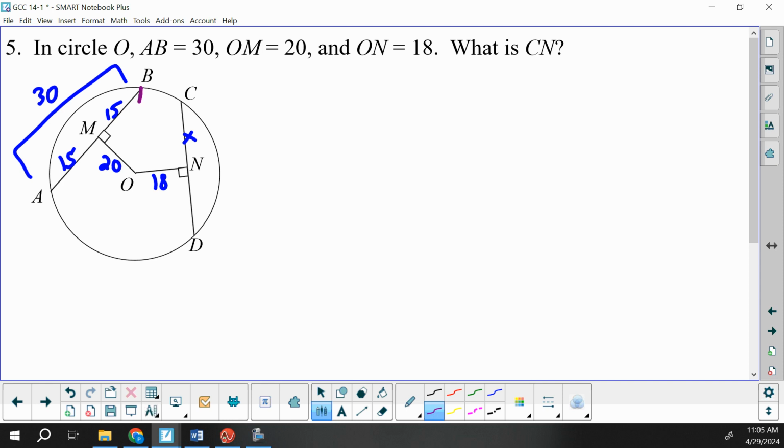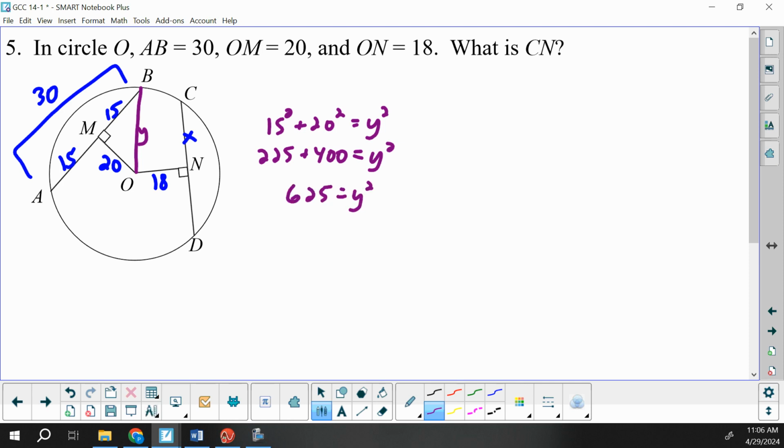And what we can do is we can strategically draw on a radius. Let's call that Y. And let's do Pythagorean theorem to find Y. So we're going to have 15 squared plus 20 squared equals Y squared. This will give us 225 plus 400 equals Y squared. Or 625 equals Y squared. Take the square root of both sides, and Y is just 25. So this length is 25. And how that's helpful is we can draw on a radius from O to C, and we know that has to be 25 as well.